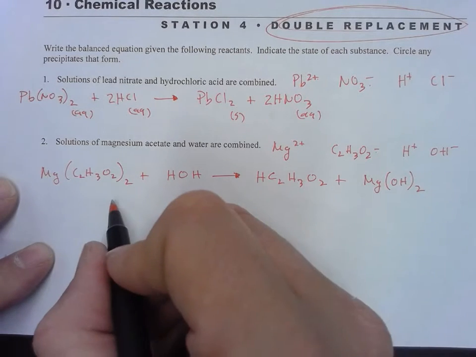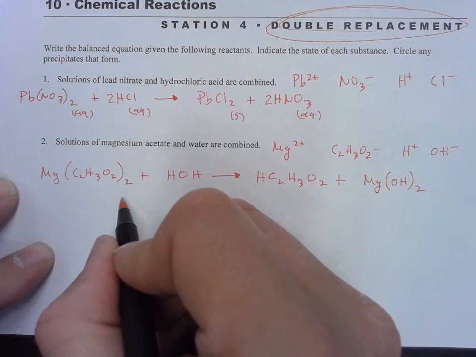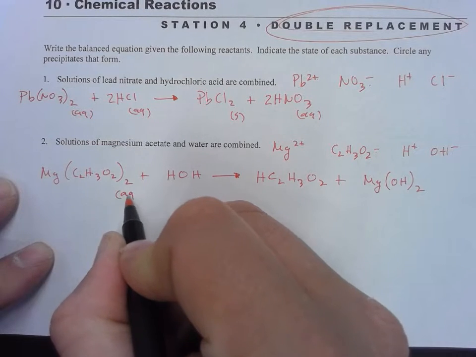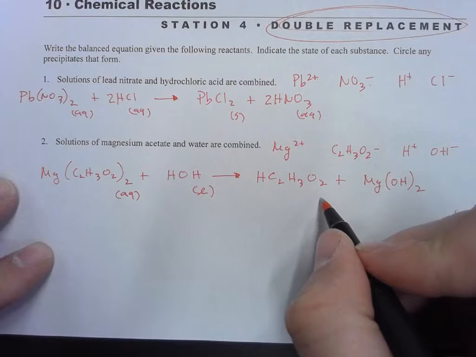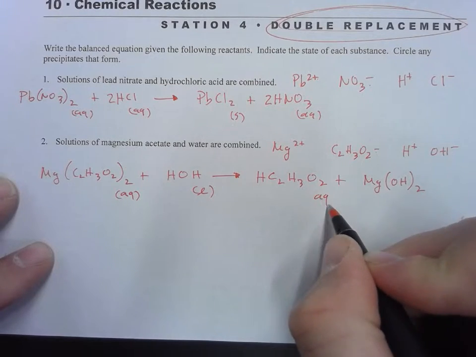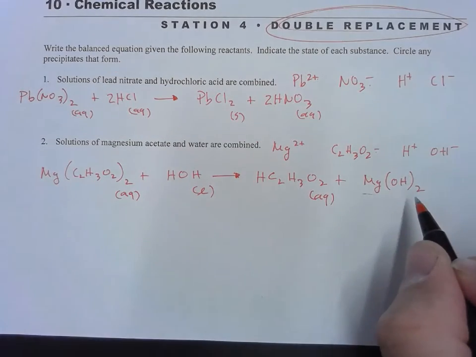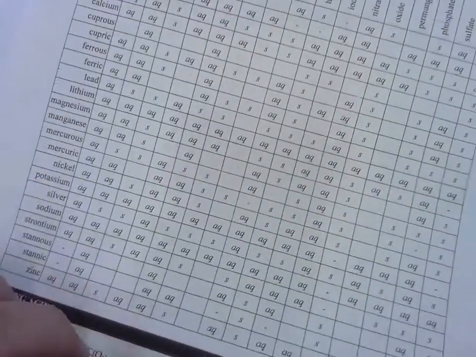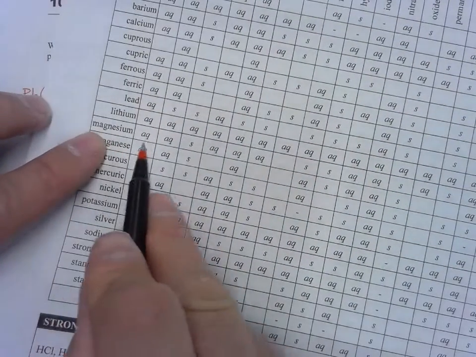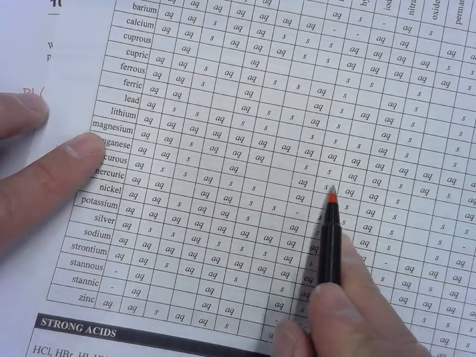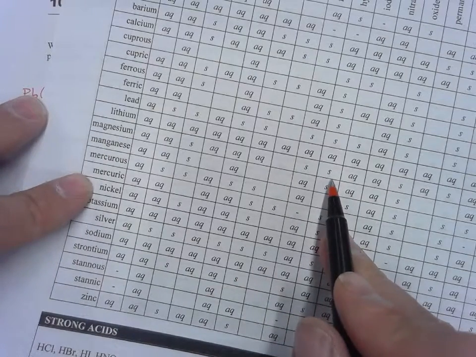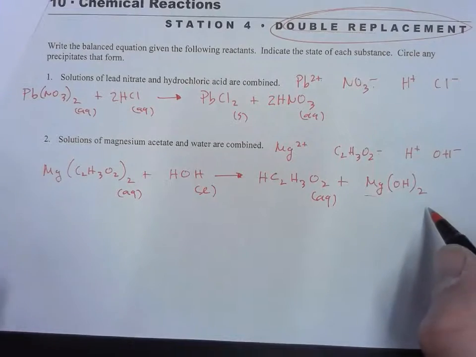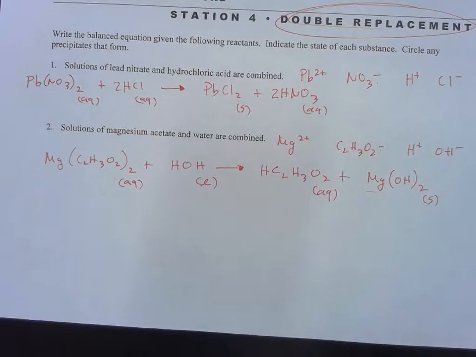Okay, so this is a solution, that's aqueous, that's liquid water. This is acetic acid, so we know that this is soluble, aqueous. The next thing we have to do is figure out if this is soluble, magnesium hydroxide. So let's look. There's magnesium along with, where'd you go, hydroxide? There you are. Magnesium hydroxide forms a precipitate. Alright, and there you have that. That concludes video number 2.